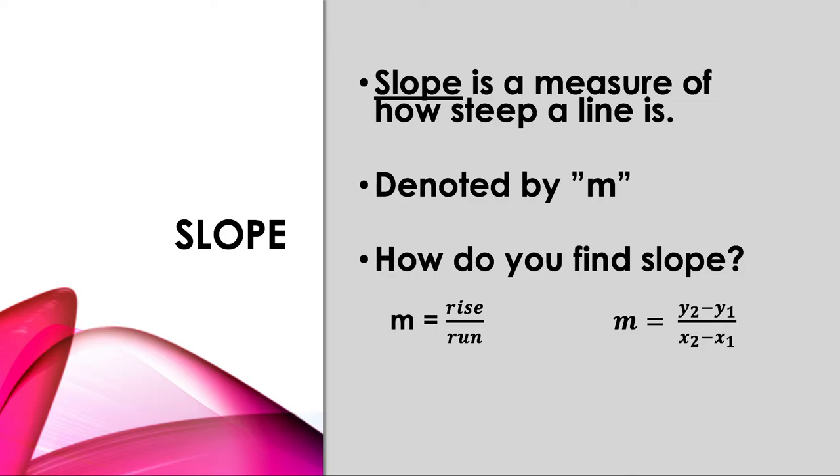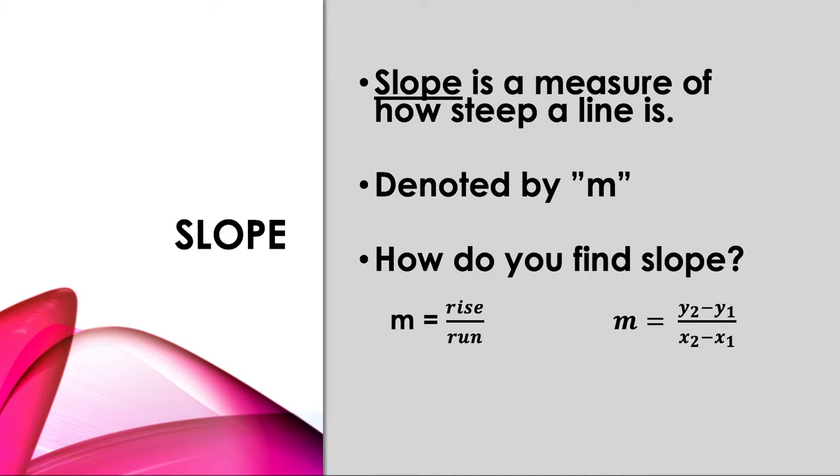So remember that slope is a measure of how steep a line is. Slope is denoted by the letter M. And we have two formulas that we use to find the slope. We can use the formula M is equal to rise over run if we are looking at a graph, or we can use the formula M is equal to y2 minus y1 over x2 minus x1, and this formula is typically used if we are given 2 points.